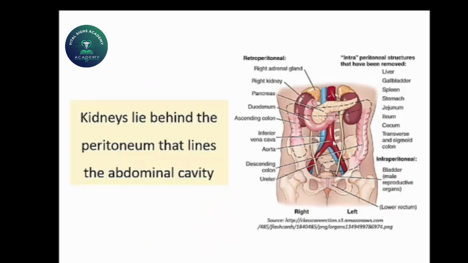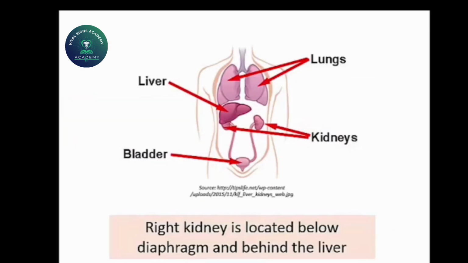In this picture, the organs present in front of the kidneys are removed to show the position of the kidneys. The right kidney is located below the diaphragm and behind the liver. You can see the position of the liver with respect to the right kidney.